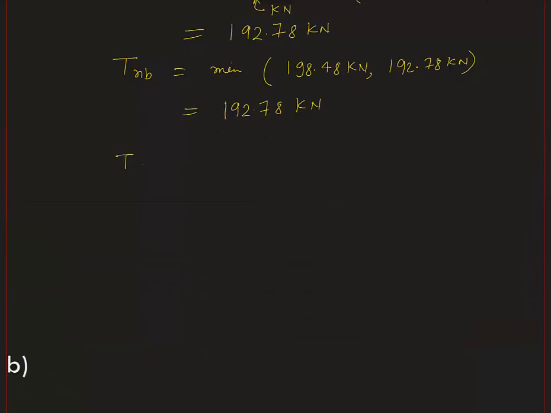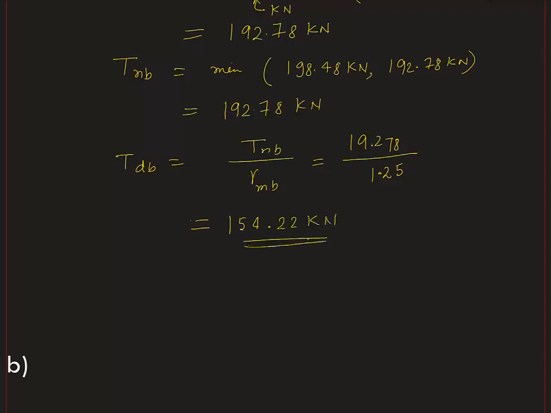Now once I know T_nb, we can calculate the T_db value. So this T_db is nothing but T_nb divided by gamma_mb. So this will be 192.78 divided by 1.25. So this value will be 154.22 kilonewton. So this is the design tensile strength for this bolt.